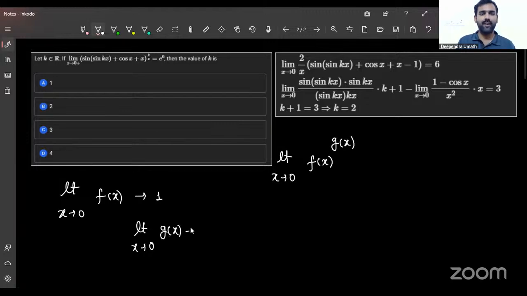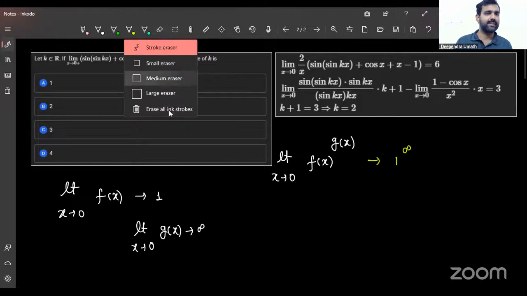So I hope you all are realizing that when you look at this scenario, f of x raised to the power g of x, when x approaches 0, approaches 1 to the power infinity. So this is a standard form which has a standard method. And what is that standard method? That standard method is what I'll be discussing in this question.